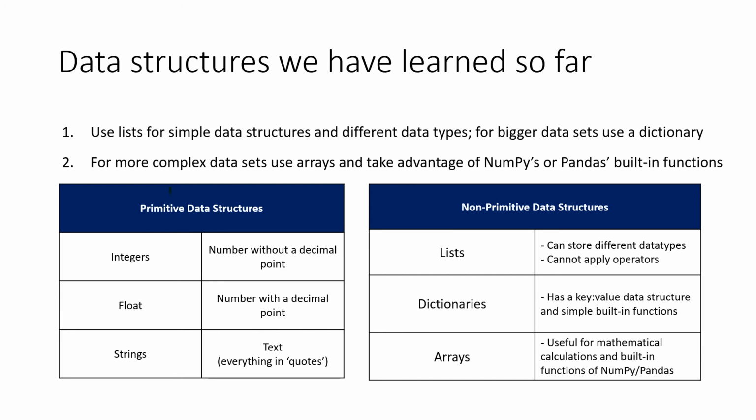In short, we can say primitive data structures. I didn't come up with that name, someone else did, so we just stick to it. For now, we can say these are, for example, integers, floats, and strings. And for non-primitive data structures, so let's just say more complex data structures, we have learned so far lists, dictionaries, and arrays. And in arrays, we can have a singular array, a 2D NumPy array, or even a data frame. And the big difference with lists is you can store different data types inside of it, but you cannot really make any good calculations with it.